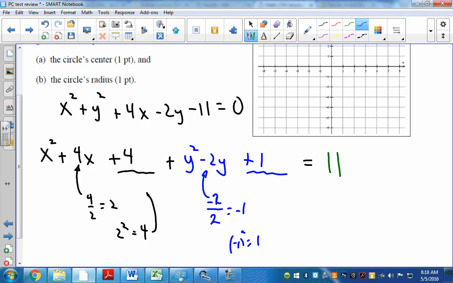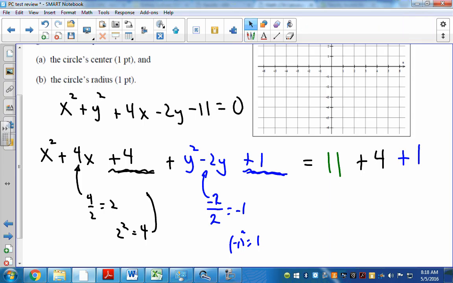Okay, so we've completed the square in both x and y. However, the equation I have here is wrong because I've changed the left side by plus 4. I have to do exactly the same thing to the right side. And I've changed the left side by plus 1, so I have to do the same thing to the right side. Those pieces have got to be included in the problem.